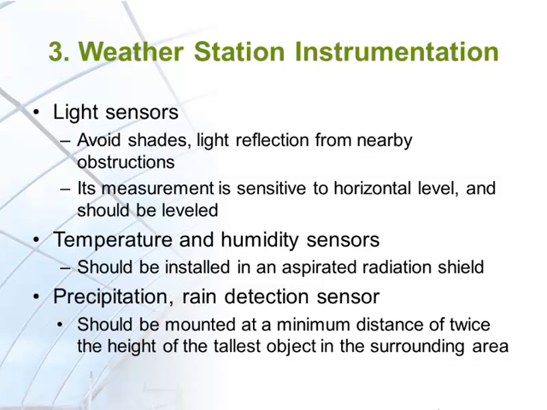Many factors such as buildings, trees, and wind can affect how much precipitation a rain detector can collect. Proper placement is critical to ensure that rain sensor readings are an accurate representation of the actual amounts that have fallen. A rain gauge should be mounted at a minimum distance of twice the height of the tallest object in the surrounding area.